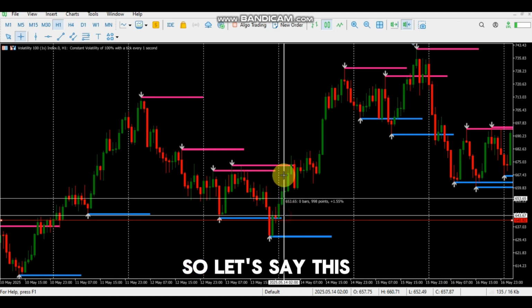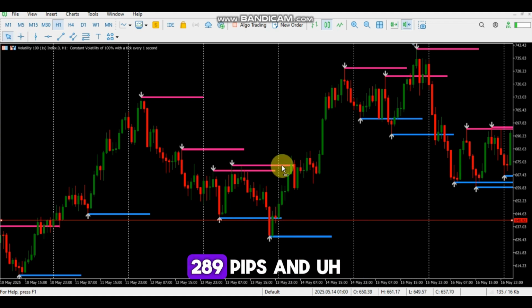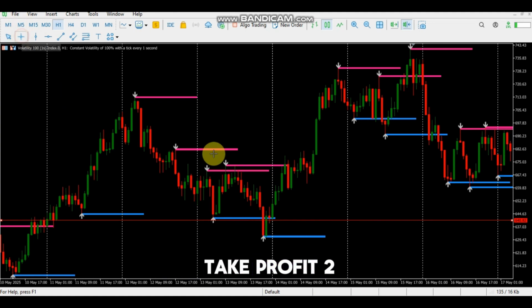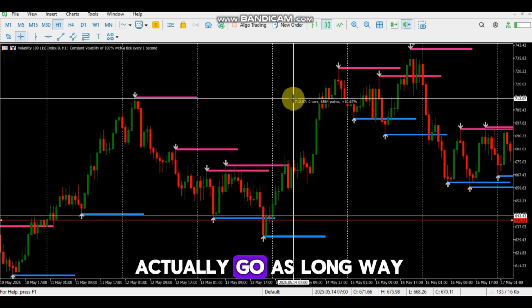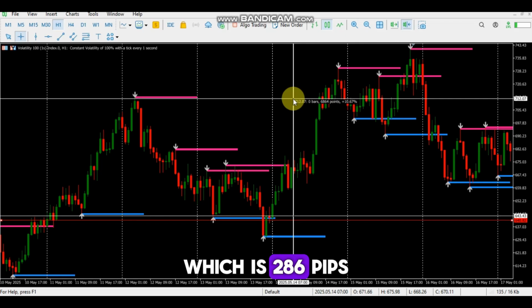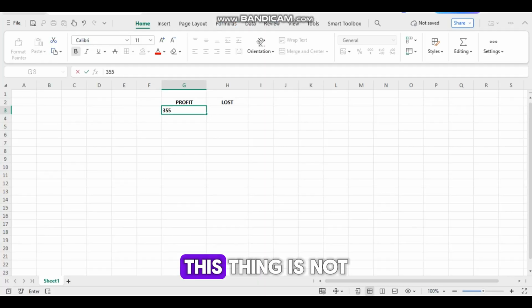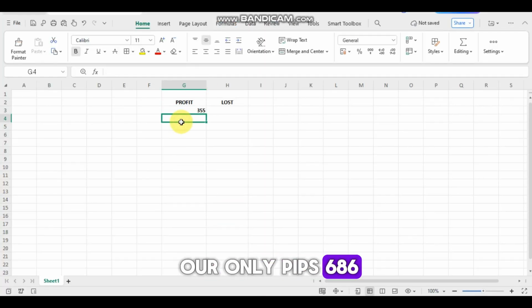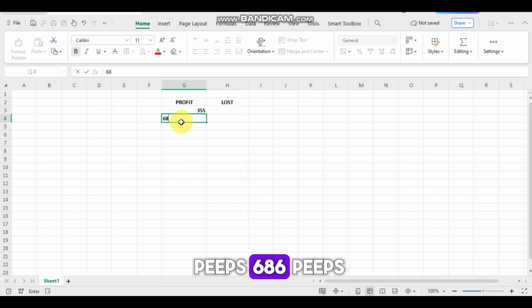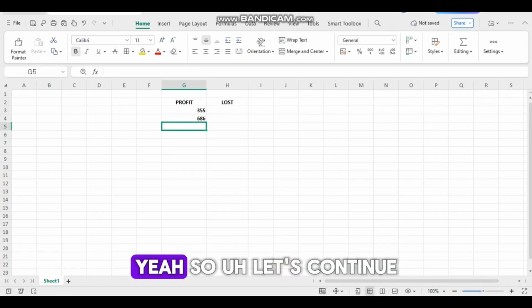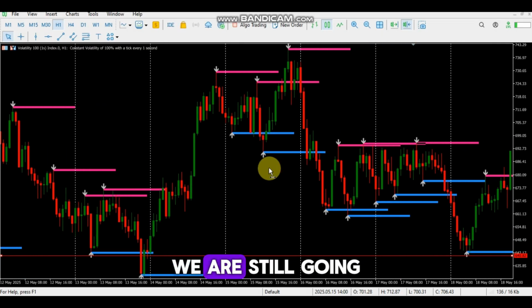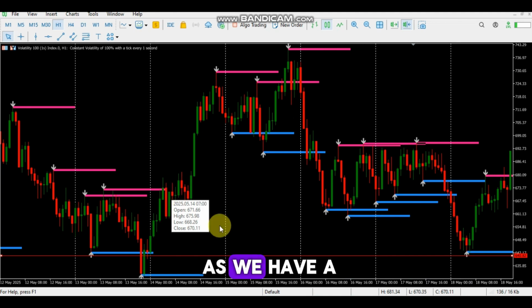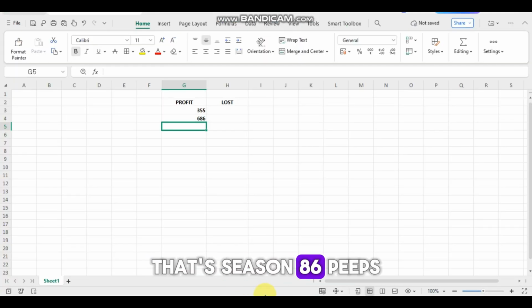So let's say this is my take profit 1, 289 pips, and take profit 2, which is this place. Can you see it actually went a long way, which is 686 pips. Note one thing, this is not the only pips, 686 pips. Yeah, so let's continue. We are still going up, we are still going up. So that's 686 pips.